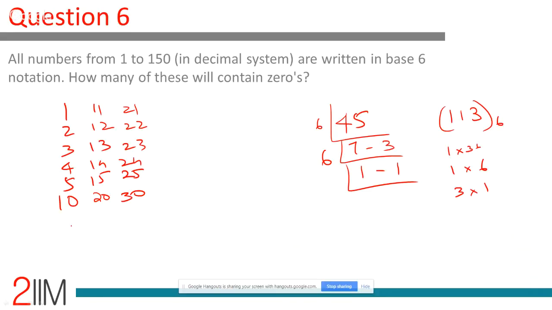We've written out a bunch of 2-digit numbers. There are some 3-digit numbers as well. When will the 3-digit number begin? What is the first 3-digit number? Do we even have a 4-digit number when you're going from 1 to 150? Think about all of that. So reimagine this 1 to 150 in decimal in base 6 notation. Think about that, construct that. And then go ahead and grab this question. When will there be zeros?